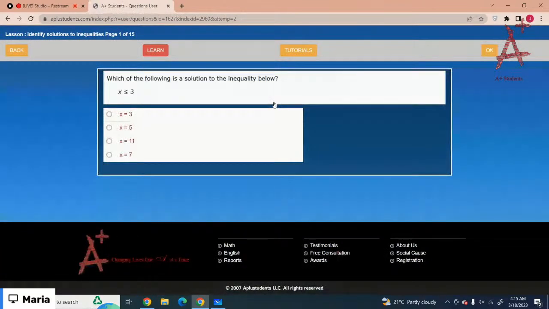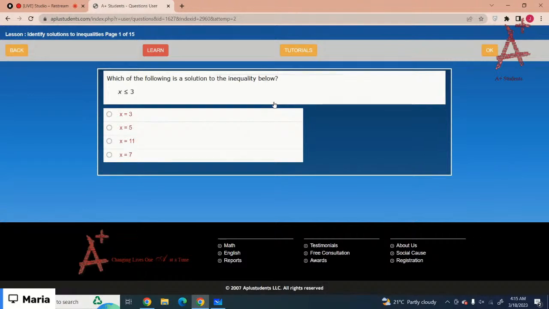Okay, which of the following is the solution to the inequality below? x is less than or equal to 9. So you are given four options: x equals 3, x equals 5, x equals 11, and x equals 7. Just replace one by one with the value and see which is the correct one. Let's start with the first one.